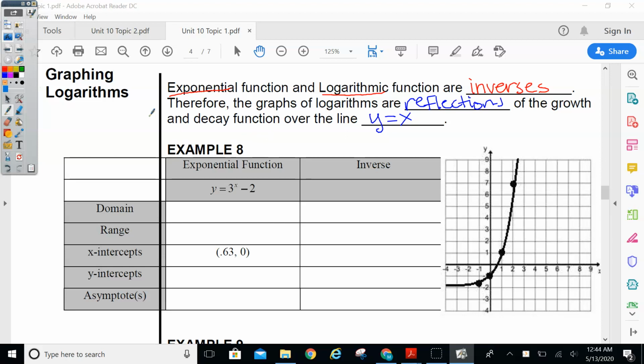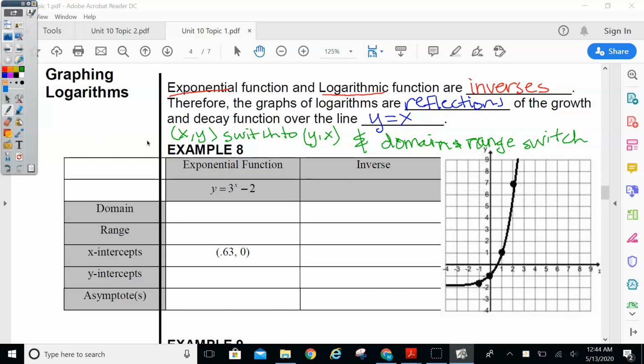Because they're inverses, that means that the x, y points switch to y, x, and essentially because the x and y switch, so do the domain and range. So domain and range switch as well. Okay, so that's how we're going to graph these inverse functions.